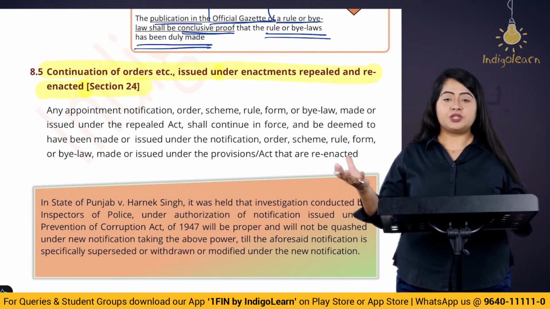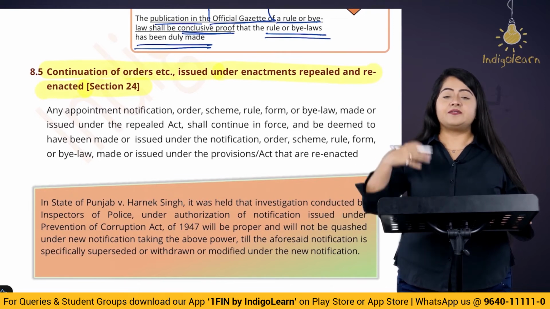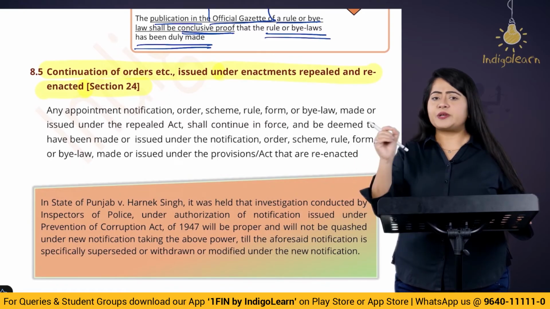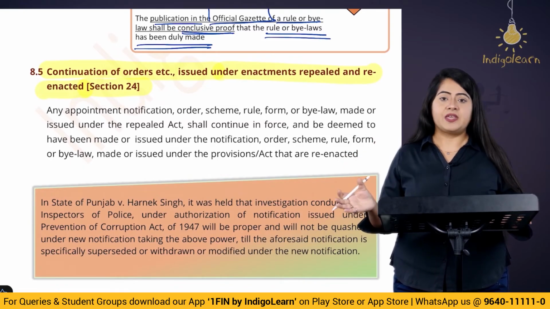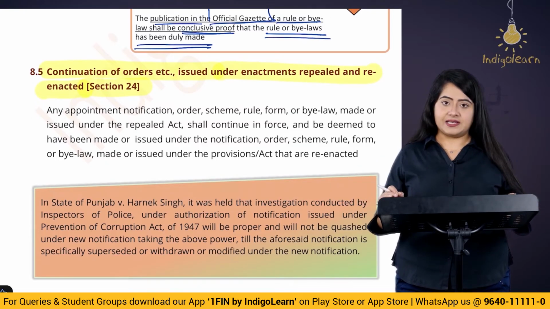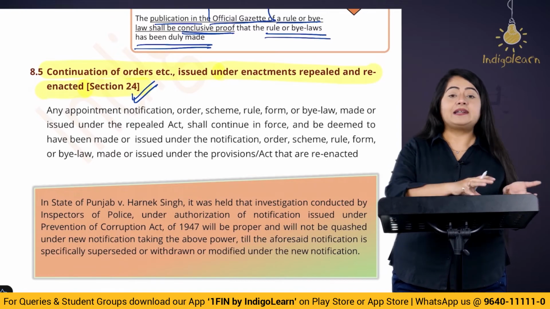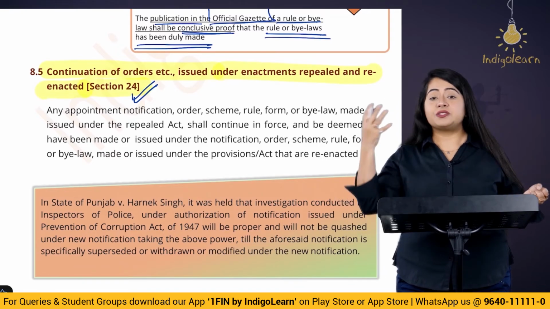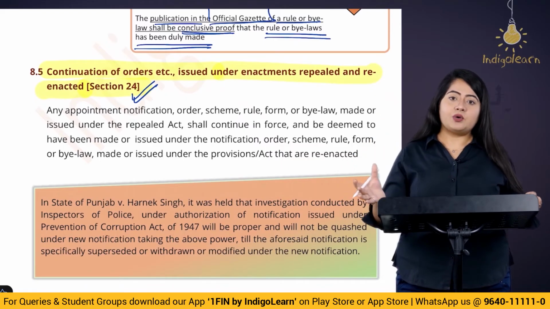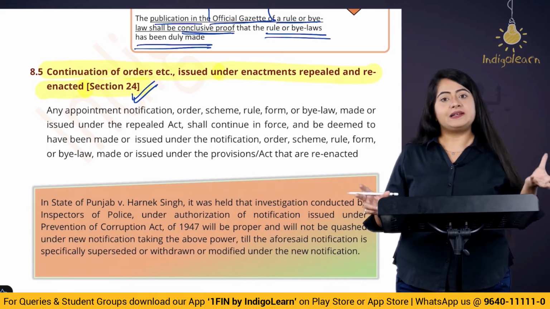In that case, this new act will also have certain rules that the government is going to make. Now let's say in this revived act, with respect to certain matters, the rules are not made. Can we refer to the rules of the previous repealed act? The answer is yes. So here section number 24 says that in case a repealed act is revived, then if suppose in the revived act with respect to certain matters rules are not available, then we are going to refer to the rules with respect to those matters which are given in your repealed act, right?